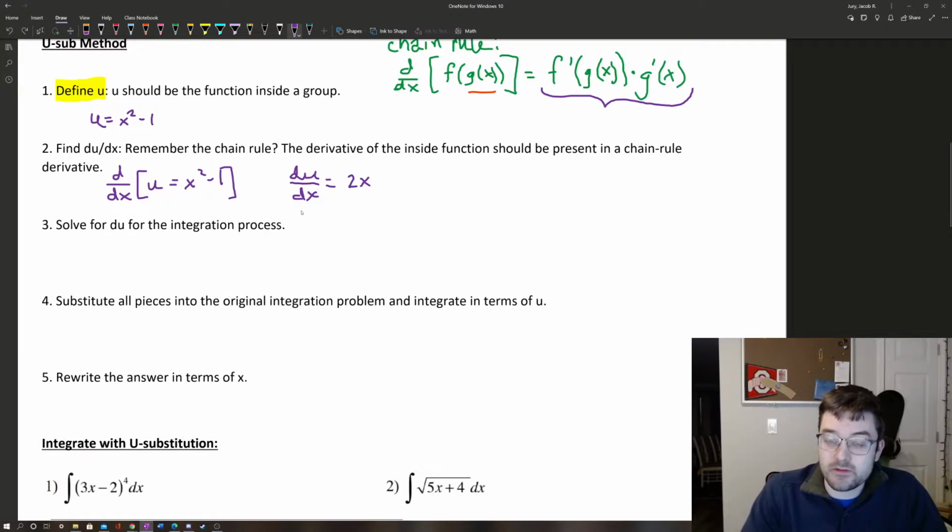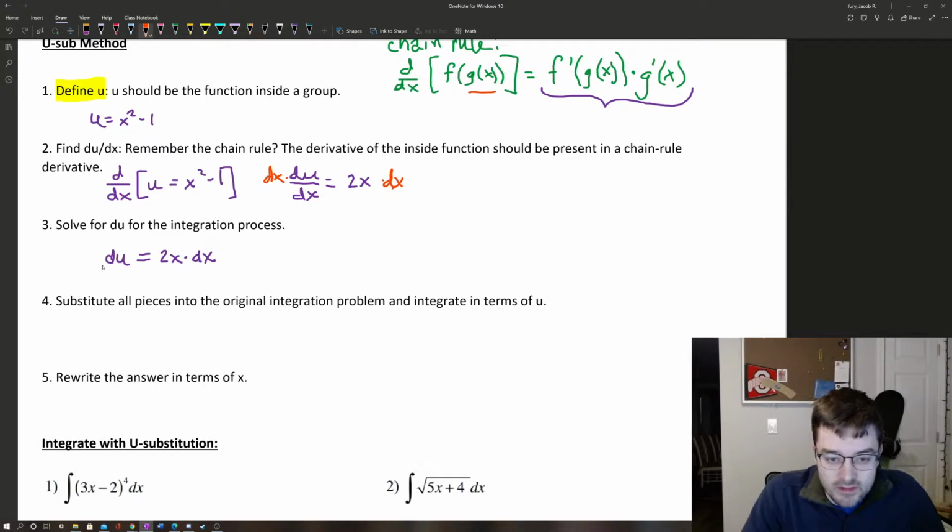And now we're going to solve for du because we are going to need it to substitute eventually. So I'm just going to write du equals 2x times dx. So you can see I've multiplied both sides up here by dx.